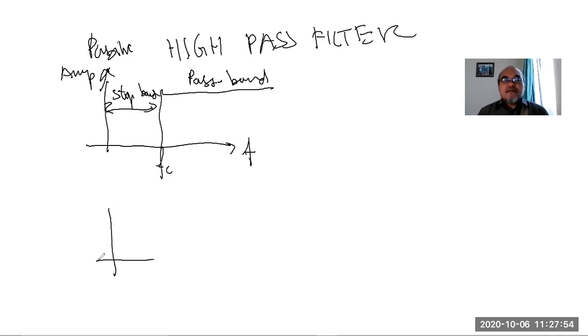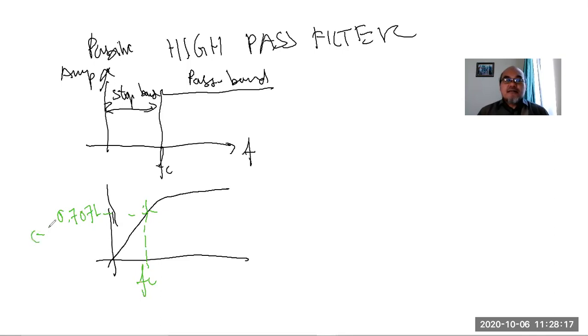So in reality, what we will have is similar to the low pass filter, something like this. We will also have a cutoff frequency. At the cutoff frequency, the value is 0.7071, or 3 decibel, compared to the center value of the frequency. So this will be 0 dB. Above here is amplification. This is frequency.